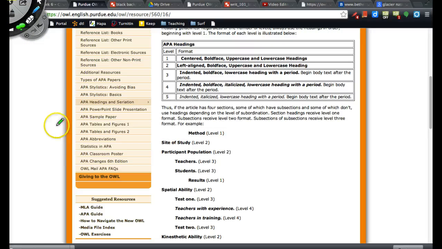All right, that's all for this movie. This is all about OWL. Take some time, learn it, study it, know it. If you have any questions about it, let me know.